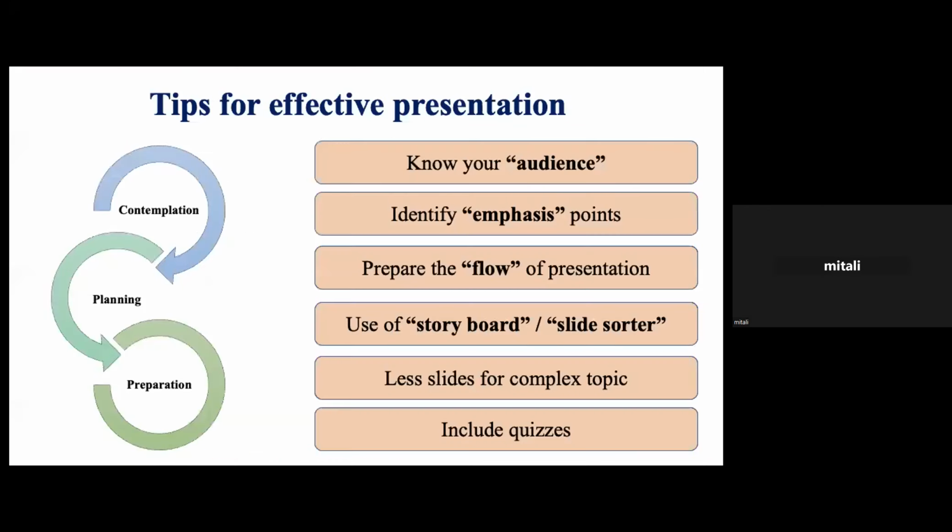For an impactful and effective presentation, one must know their audience, identify the important points in the entire presentation and keep repeating them through the presentation. There should be a flow of the entire presentation and it should go smoothly. To have this, one can use a storyboard or a slide sorter. Fewer slides for complex topics are effective, and include quizzes or polls towards the end to understand how much the audience has understood.